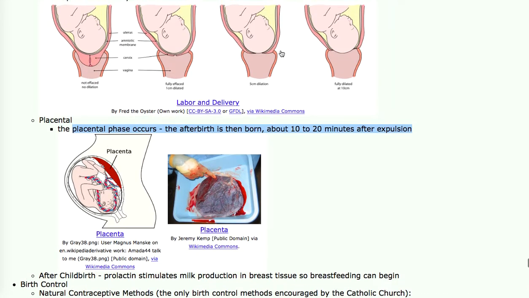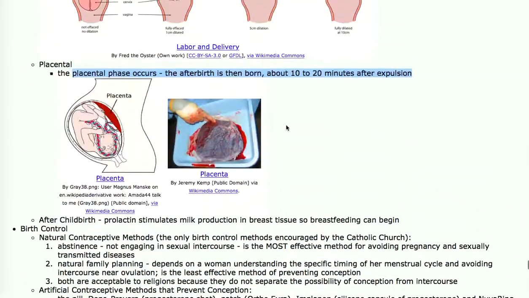So next we'll go into birth control systems and sexually transmitted diseases.